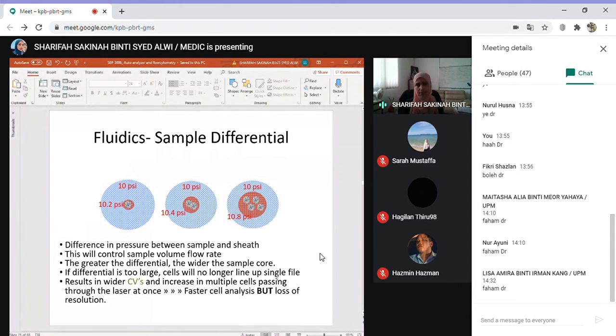If that ever happens, the data that you've got is going to be very inaccurate. It results in wider CVs, an increase in multiple cells passing through the laser at once. You will get faster data, but you will lose the resolution. What it means is you will lose the accuracy.